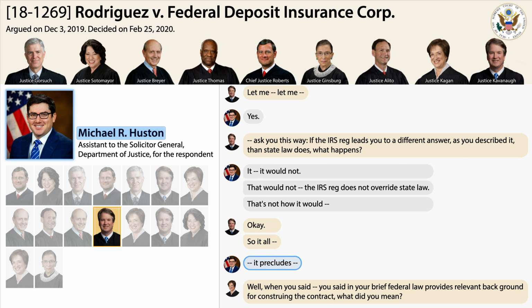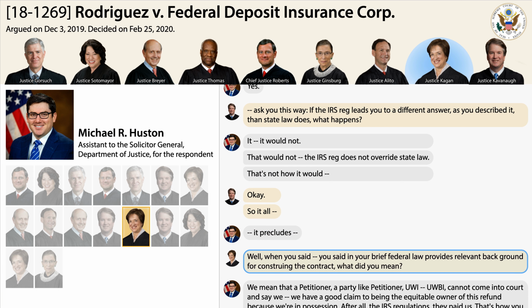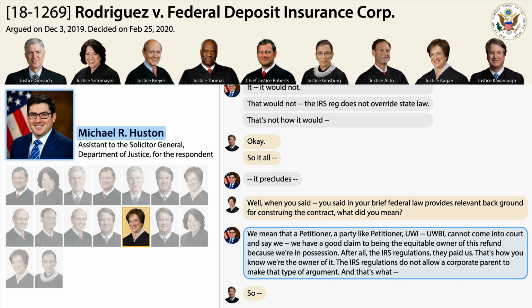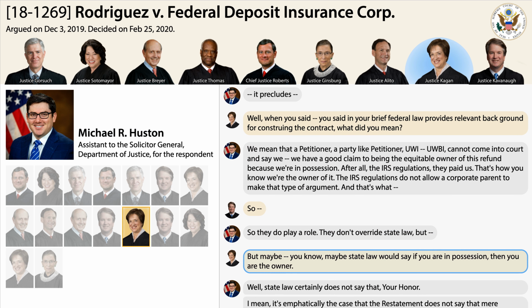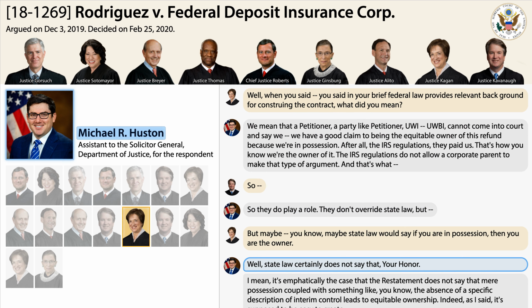So when you said in your brief, federal law provides relevant background for construing the contract, what did you mean? We mean that a party like Petitioner, UWBI, cannot come into court and say, we have a good claim to being the equitable owner of this refund because we're in possession. After all, the IRS regulations, they paid us. That's how you know we're the owner of it. The IRS regulations do not allow a corporate parent to make that type of argument. So they do play a role. They don't override state law. But maybe state law would say if you are in possession, then you are the owner. Well, state law certainly does not say that, Your Honor.